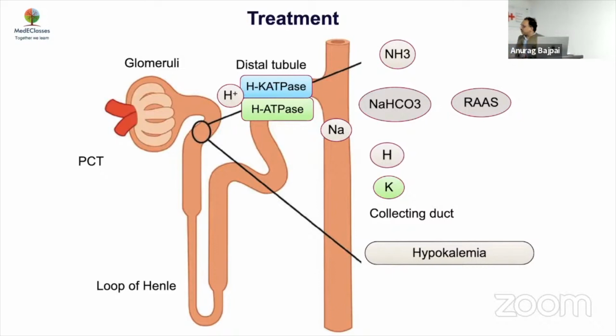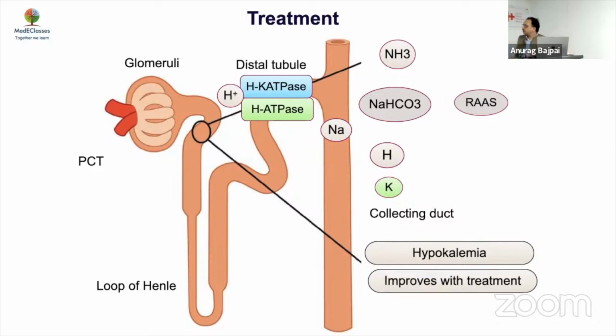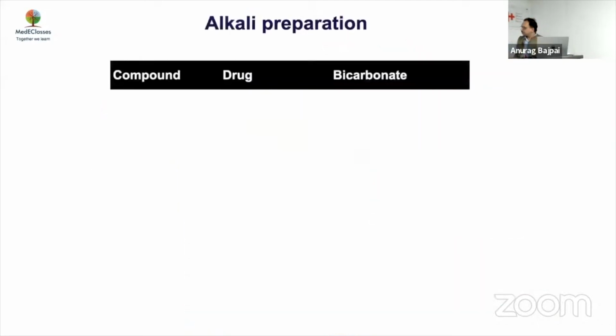Once you give bicarbonate, you will have a better improvement as far as volume is concerned, as far as acidosis is concerned, and the RAS axis will also be suppressed. So if your RAS axis gets suppressed, your hypokalemia will also improve automatically. So there's a lot of improvement which will happen. So they have hypokalemia at diagnosis, which improves with treatment. Proximal RTA do not have hypokalemia, but if you give them soda bicarbonate, they may actually worsen with treatment.